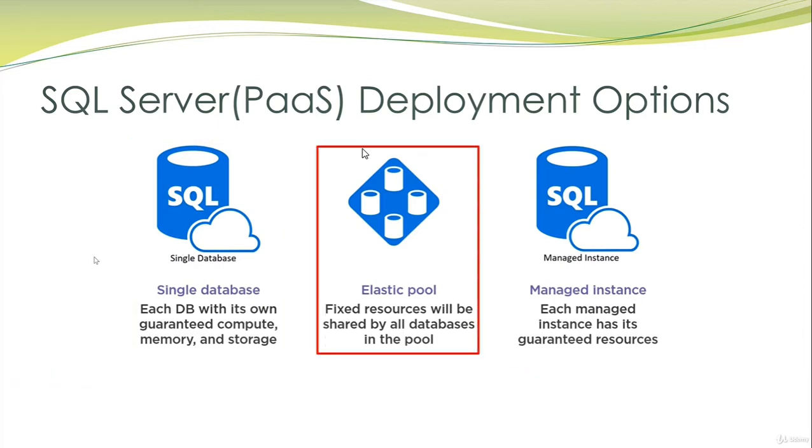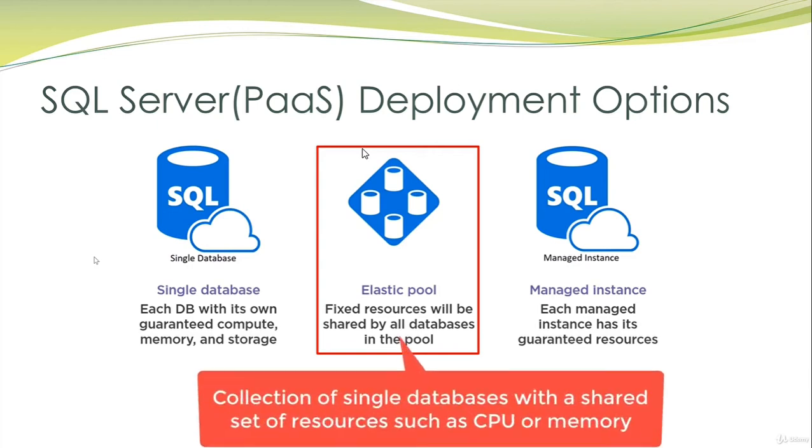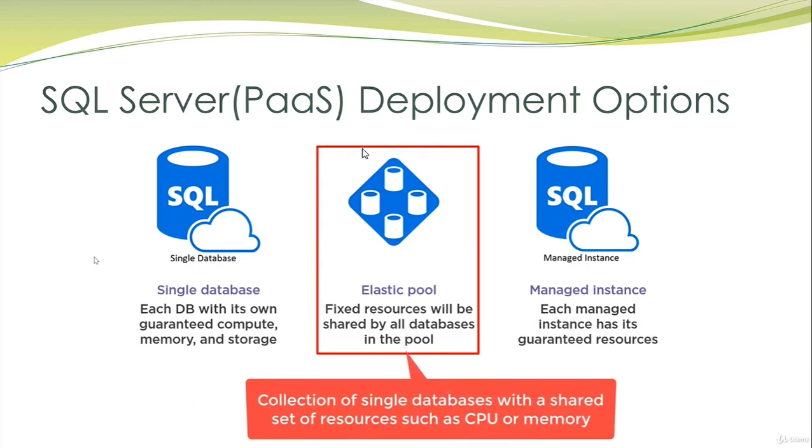Elastic pool is the other deployment option for Azure SQL Database. An elastic pool is a collection of single databases with a shared set of resources, such as CPU or memory. We create an elastic pool against that logical database server. The elastic pool has a set of resources assigned to it, and then we can create multiple databases within that elastic pool that can then share that bucket of resources assigned to the elastic pool.